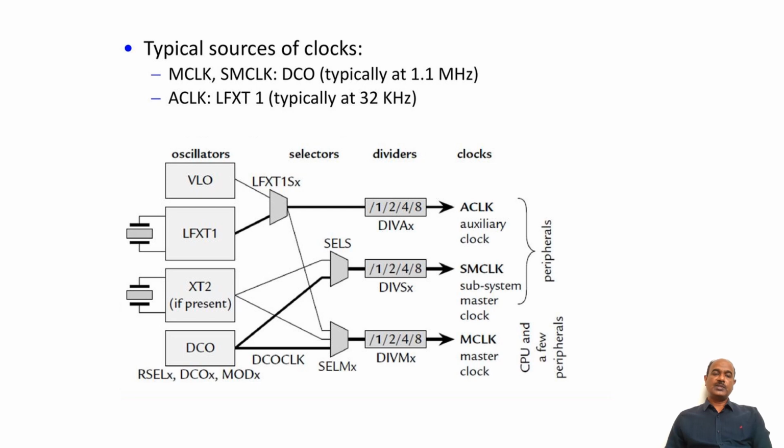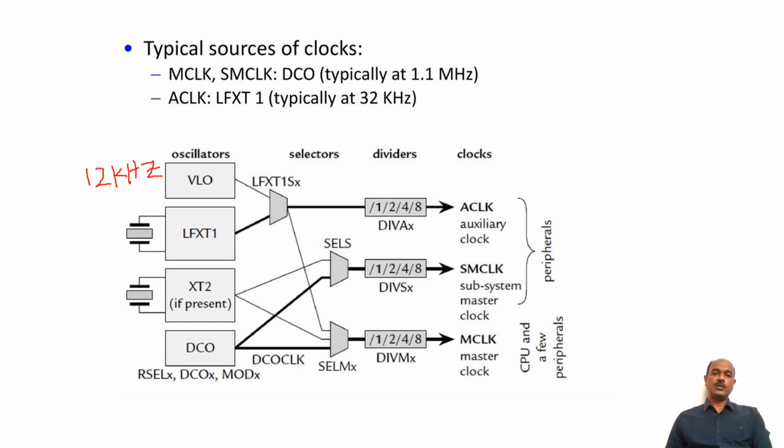Then what is the value of the clock that can be generated by this VLO? The frequency of the clocks that are generated by this VLO can be up to 12 kilohertz.